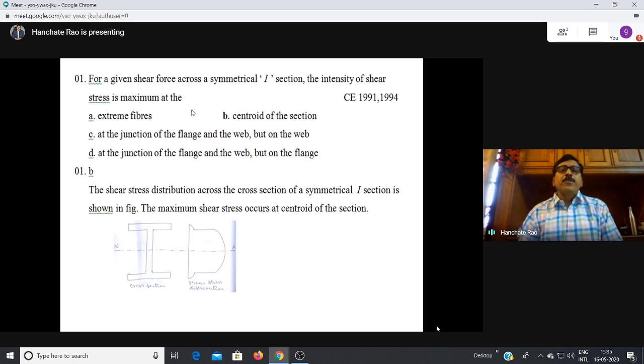For a given shear force across a symmetrical I section, the intensity of shear stress is maximum at which location? For a symmetrical I section, where will the maximum shear stress occur? Shear stress will be maximum at the neutral axis, which passes through the centroid. So the maximum shear stress occurs at the neutral axis for a symmetrical I section. So the answer is the centroid of the section. B is the correct answer.